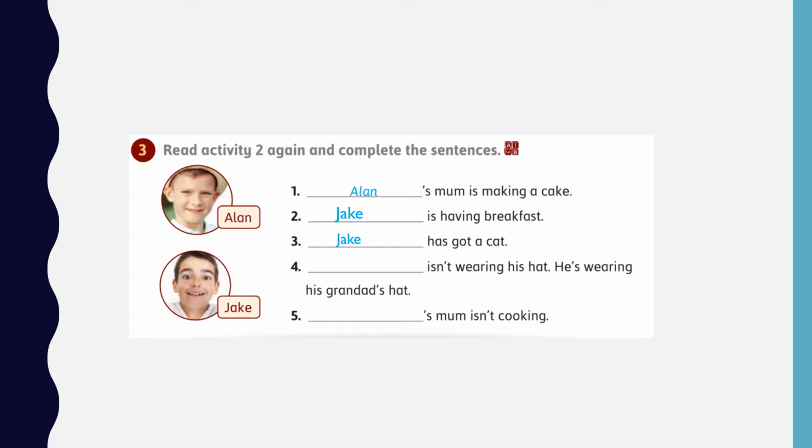Number 4. Isn't wearing his hat. He's wearing his granddad's hat. Alan. Excellent. Alan isn't wearing his hat. And finally, number 5, Mom isn't cooking. She's watering the flowers. Jake's. Jake's mom isn't cooking. She's watering the flowers.